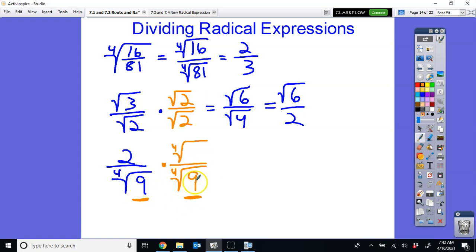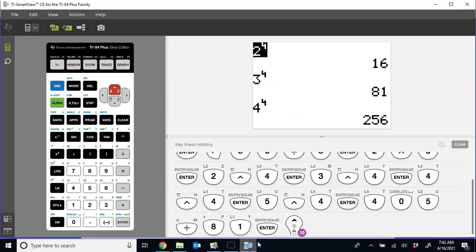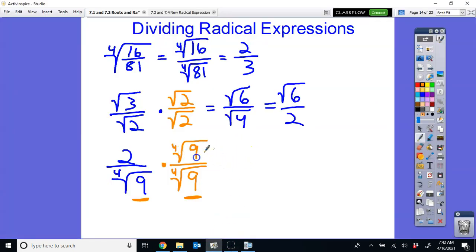I'm getting 9 here because I'm trying to make it be 81, because 81 is a perfect fourth power. What is the fourth root of 81? Well, the fourth root of 81 is 3. So again, I didn't get 9 here because it's the same thing. I got it because I'm making it be a perfect power.